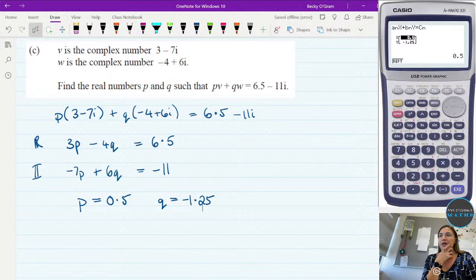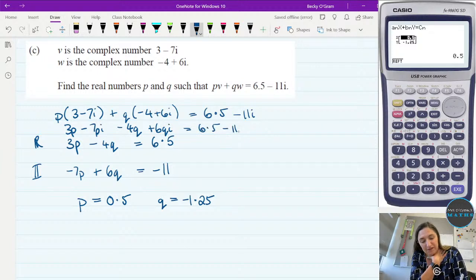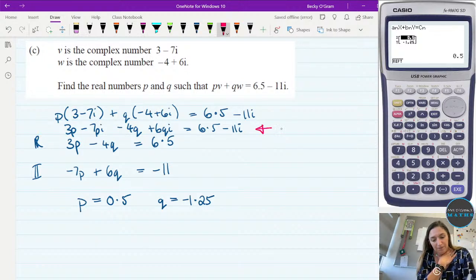I'll just check where the achieved point would have been sitting within that question. It was for setting those things equal to each other. Actually, they wanted the expansion for achieved, which I didn't bother to do. I just picked it straight out. So let's write that in there. That would be 3p minus 7pi minus 4q plus 6qi is equal to 6.5 minus 11i. So that line just there, that was achieved.